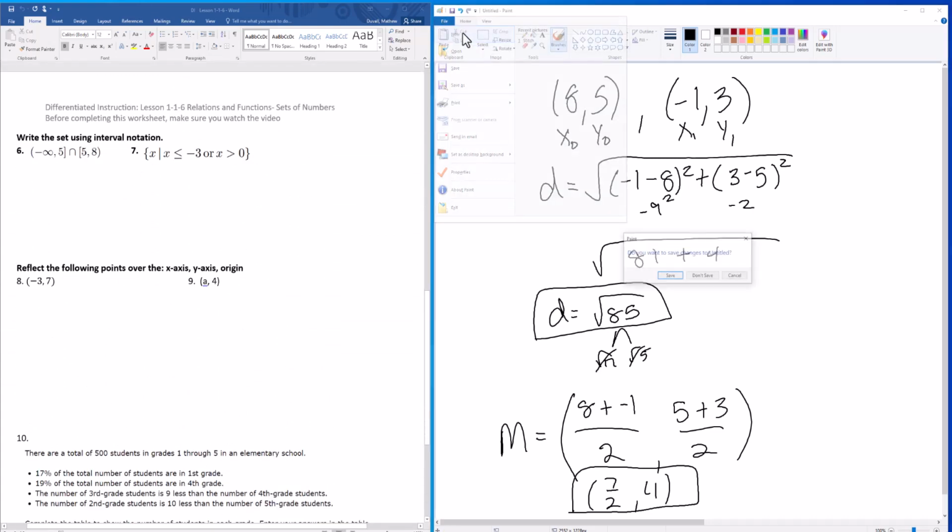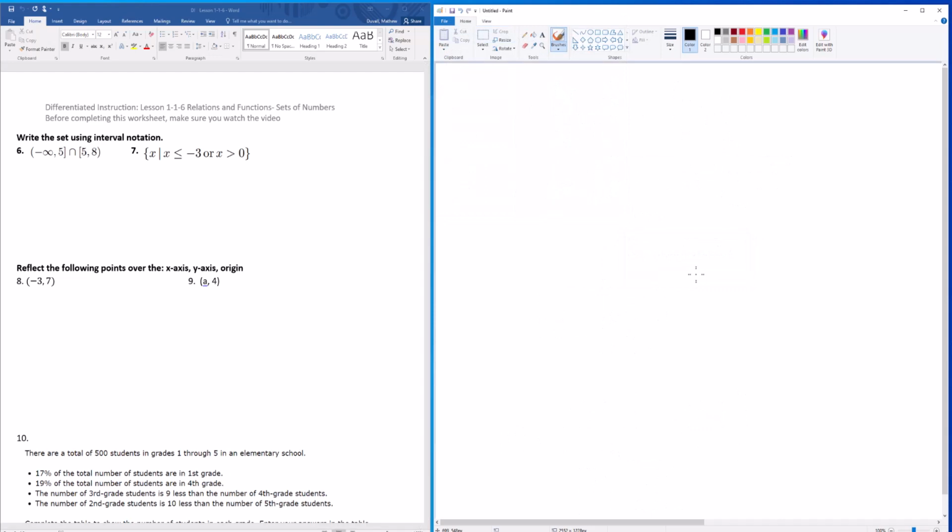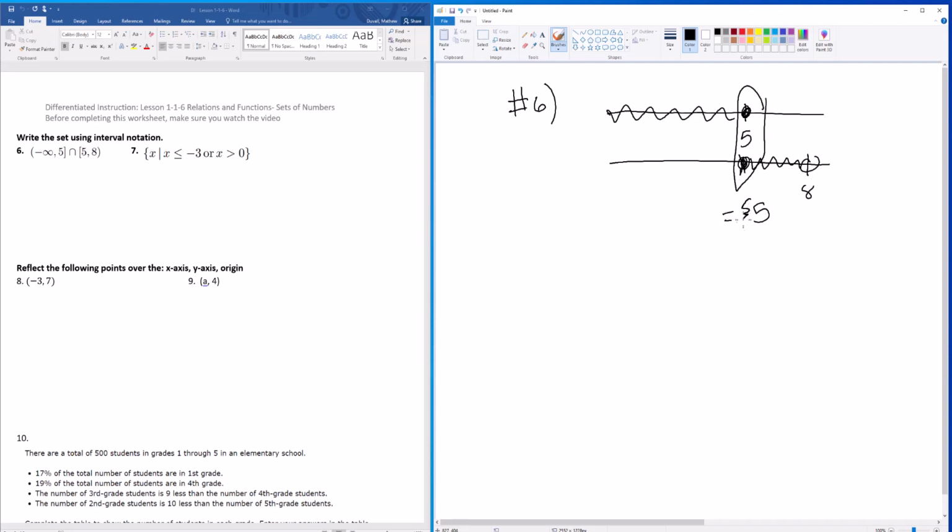It says write the set in interval notation. So the intersection of these two sets. For number 6, the first one is going to be negative infinity to 5. And the other one's going to be from 5. They overlap here. And so my answer is going to be 5. The reason why I choose 5 is because it's the intersection. The intersection means where they overlap, and it only overlaps at 5.